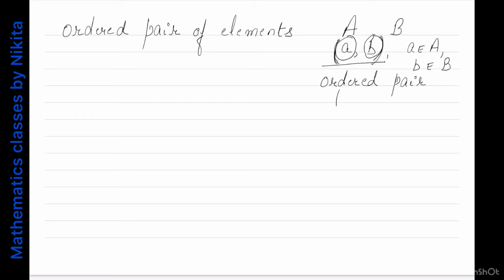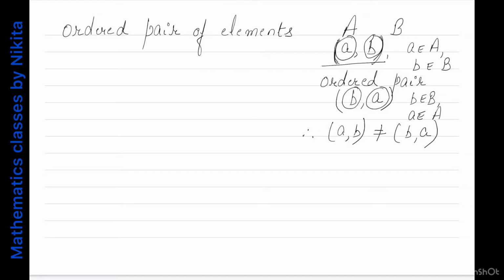pair. Now if I write B comma A, if I change their order, B comma A, now B is coming from capital B and A is coming from capital A. Now I have changed the order here, so the first coordinate is B and the second coordinate is A. So therefore what we see is that AB is not the same as BA. So these two ordered pairs are not the same. That is why we name this an ordered pair. As soon as you change the order, these two elements are called not equal.